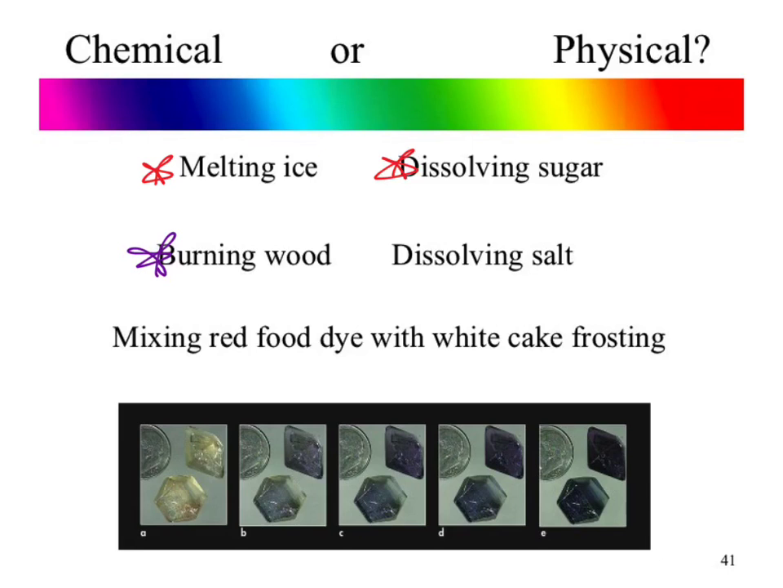Mixing red food dye with white cake frosting. Physical, we just addressed that one. So now we've got two interesting ones at the bottom, the dissolving salt and the one at the bottom. What's happening in the one at the bottom? Changing color. Yeah, we're changing color. Which would suggest?